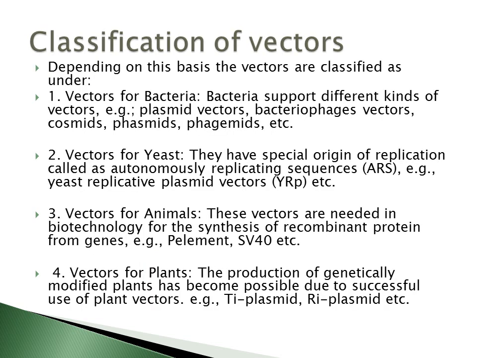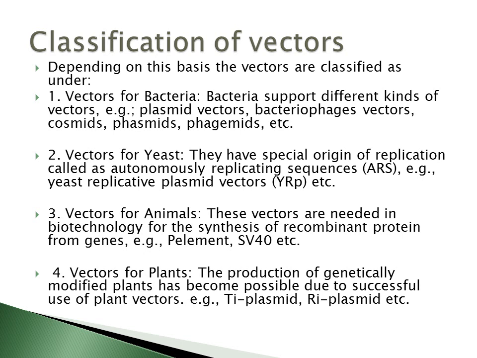Coming to classification of vectors, on the basis of host, we can classify them for bacteria, yeast, animals and plants. Vectors for bacteria support different kinds of vectors, which may be plasmid vector, bacteriophage vector, cosmids, and phagemids. For yeast, they have a special region of replication, the autonomously replicating sequence. An example is the replicative plasmid vector.